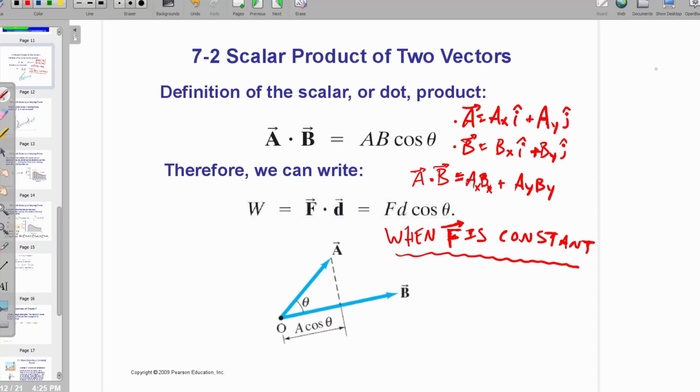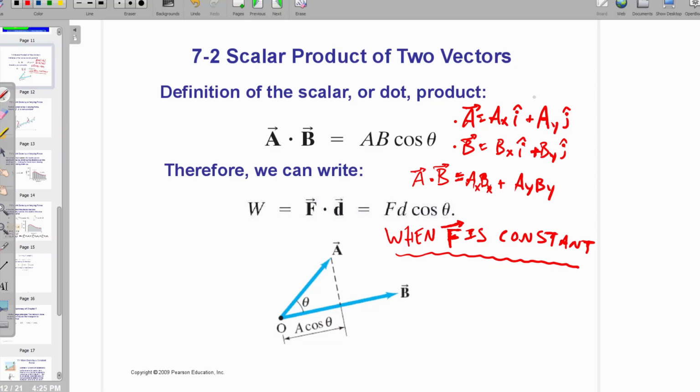Hello, everyone. All right, this week we're going to talk about Chapter 8, and I wanted to start out by just reviewing some of the important concepts from Chapter 7. So, Chapter 7 was on work, and Chapter 8 is on energy and conservation of energy. And energy is very closely related to work. So, let's start by reviewing that.